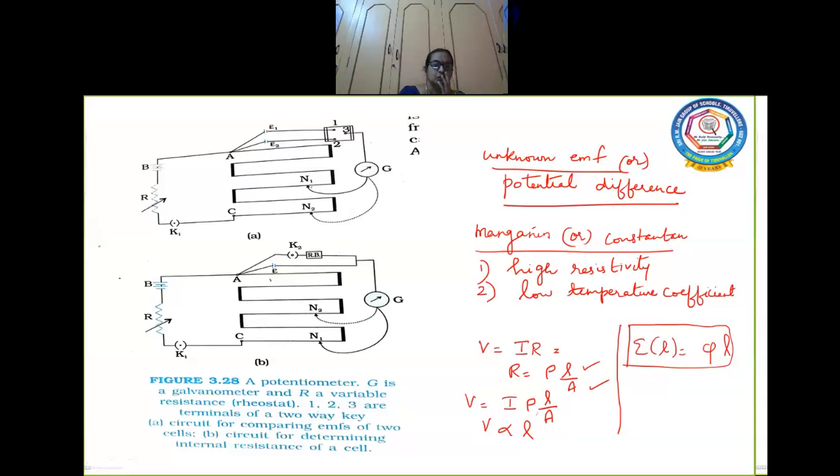Now this becomes a loop. Look here, children. Which is the loop? I start from A. Okay, now this is the balancing length, right? So balancing length is measured as AN1. Look at this arrow. Start from A. Now you keep the jockey on the wire. It goes on like this, then comes again, goes on like this, comes again, and here at this point the galvanometer shows null deflection. So AN1 is the length.